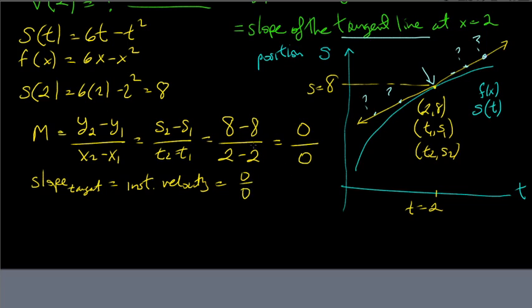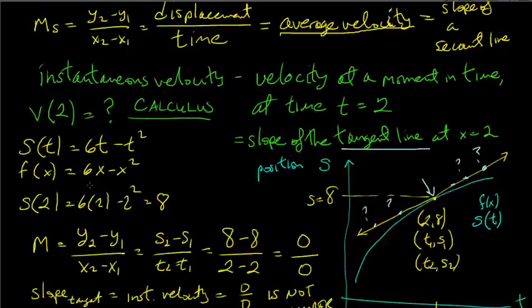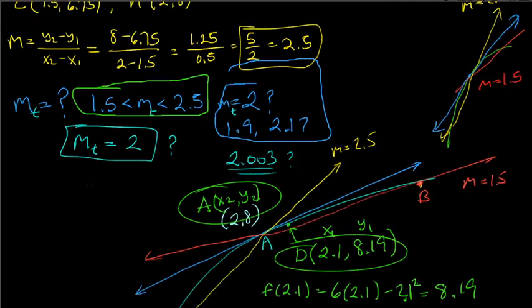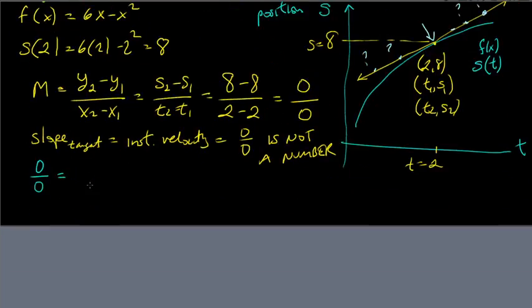Well, that doesn't help whatsoever. 0 divided by 0 is not even a number. It's not a number at all. It's meaningless. Think about that. What is 0 divided by 0? It could be anything. If you think it's what did we say it was? We said it was exactly 2. So let's say it's equal to 2.